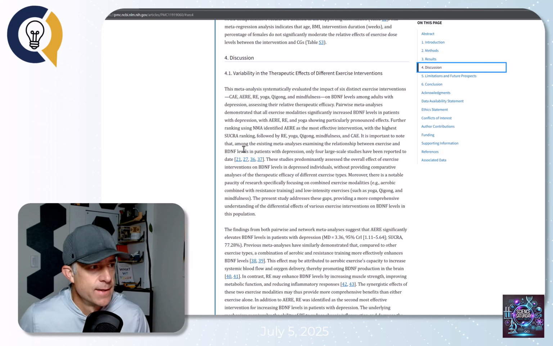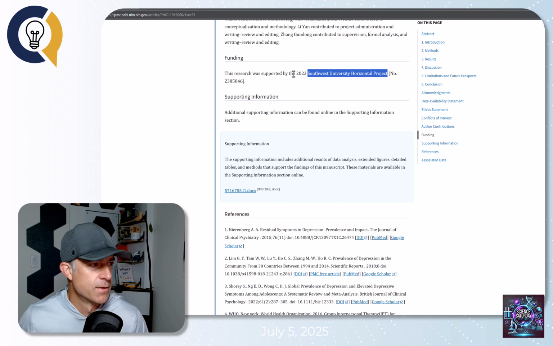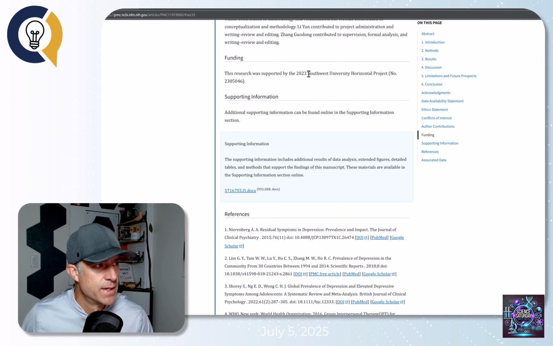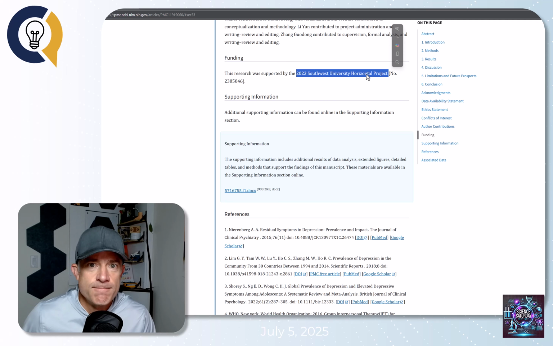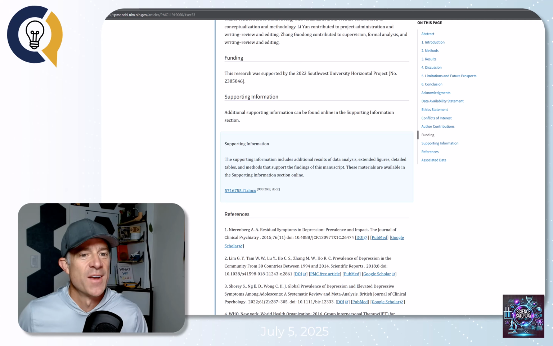And finally, depending upon the journal style, we do want to know if it's peer-reviewed, and we want to know who was funding. In this particular case, funding was supported by the Southwest University Hospital Horizontal Project. We need to look that up to find out exactly what that is. But if this was a study that said that coffee cured depression and it was paid for by Starbucks, we might want to be a little suspect about what happened here.